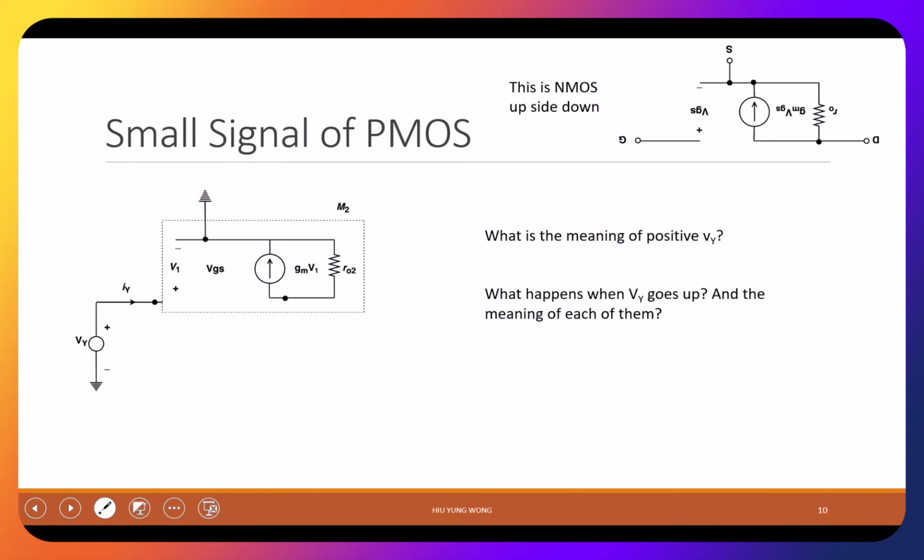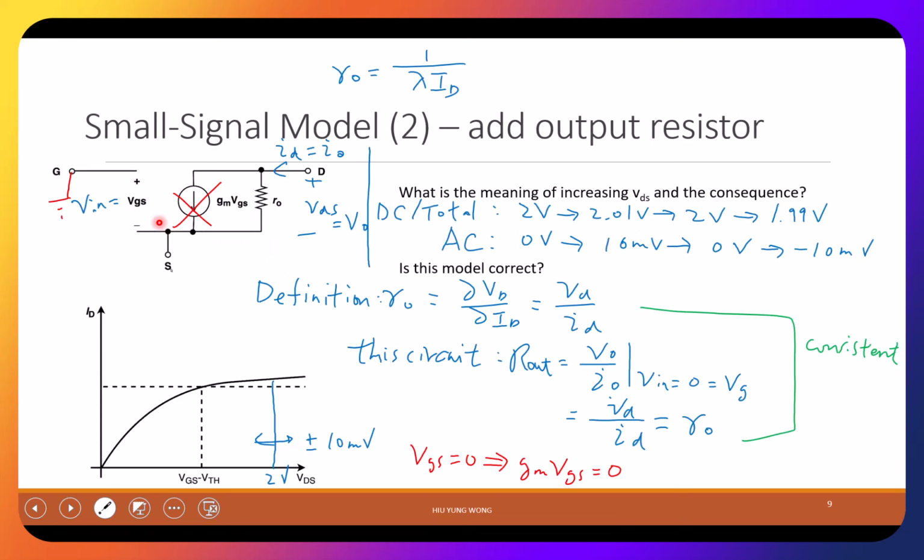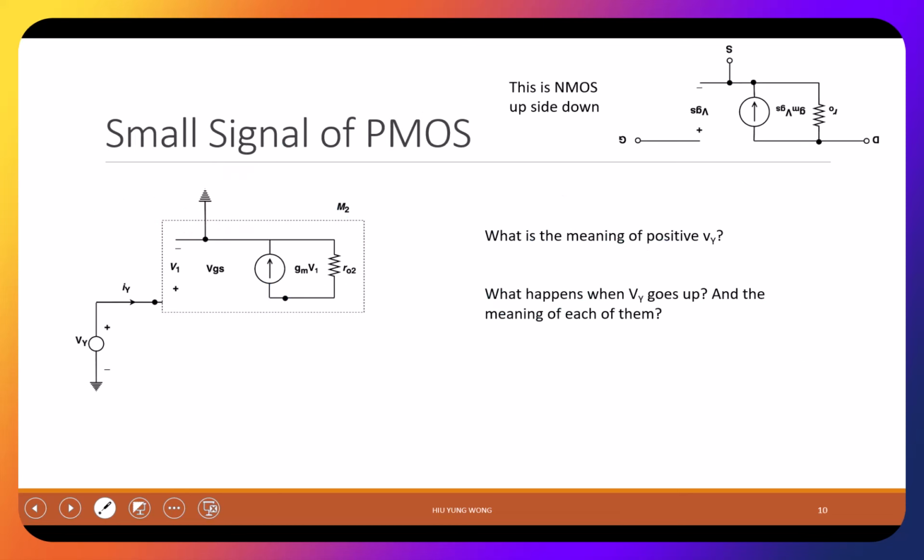How about PMOS? The only thing I want to mention is, as a practice and also to make it clear, how to draw it. It turns out it's the same. If you can memorize the model for NMOS, you can memorize the model for PMOS, because here is the model from NMOS. I just flip it upside down, and you find that it's exactly the same as PMOS. So this is the source, this is the drain, and this is the gate.